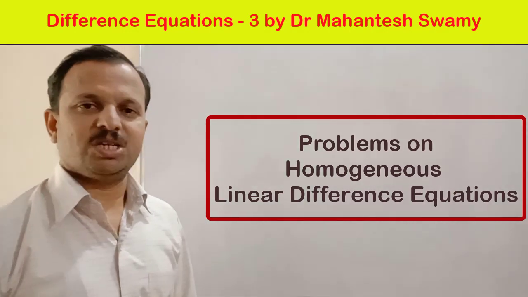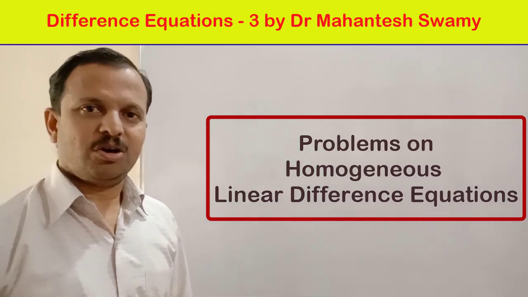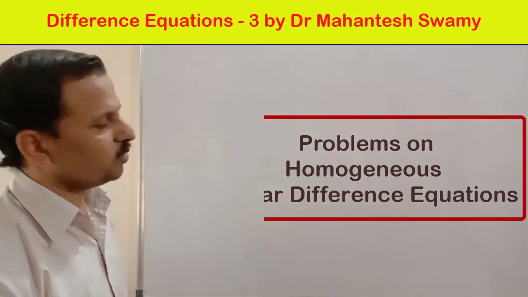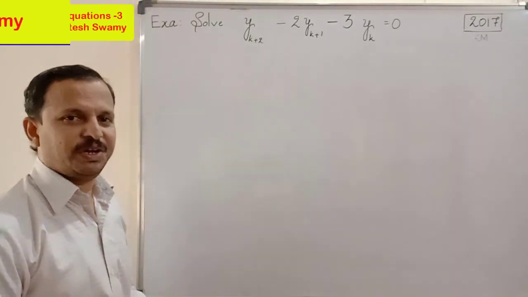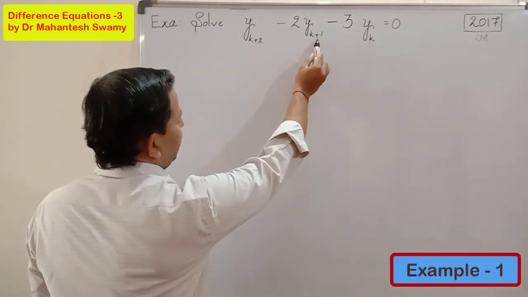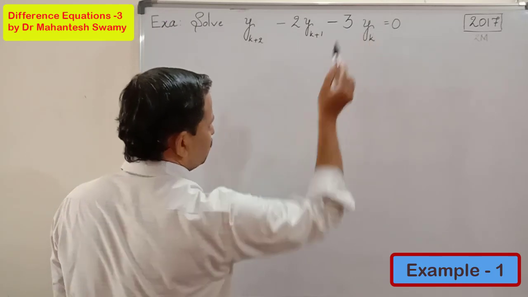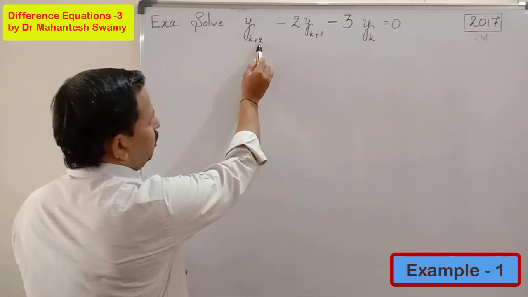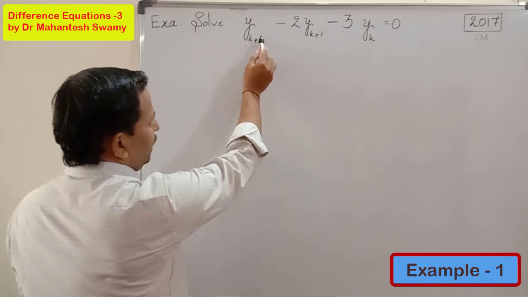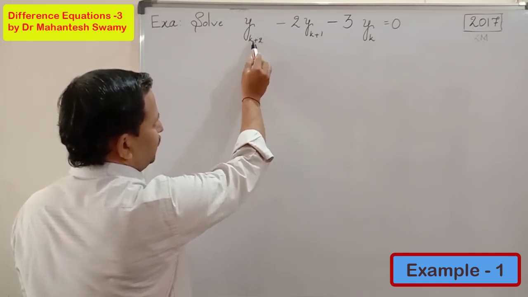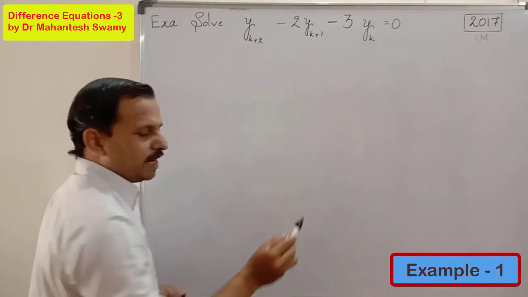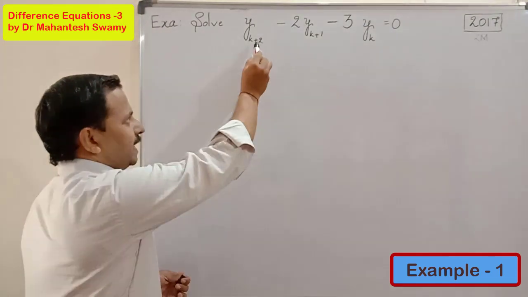Now we shall discuss the solution of second order homogeneous linear difference equations with constant coefficients. So the first equation here is to solve y_{k+2} minus 2y_{k+1} minus 3y_k equal to 0. This is a second order linear difference equation because here the highest argument is k plus 2, the lowest argument is k, so the difference between k plus 2 and k is 2, so it is second order.